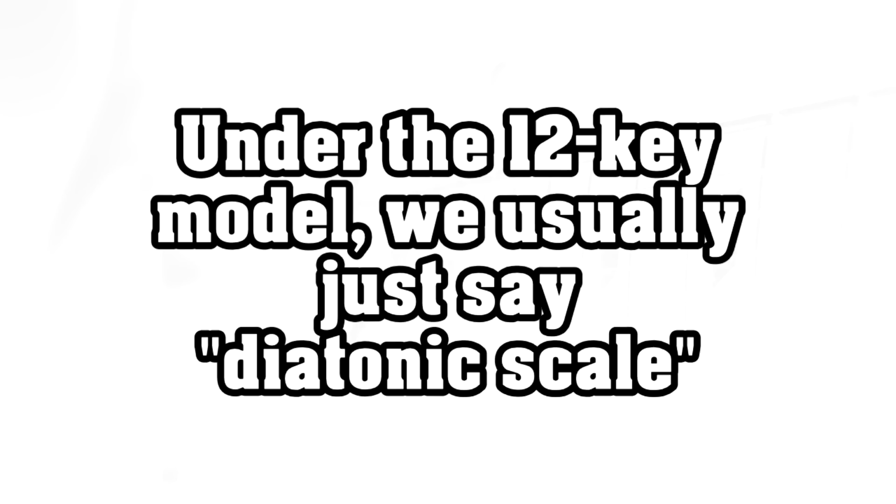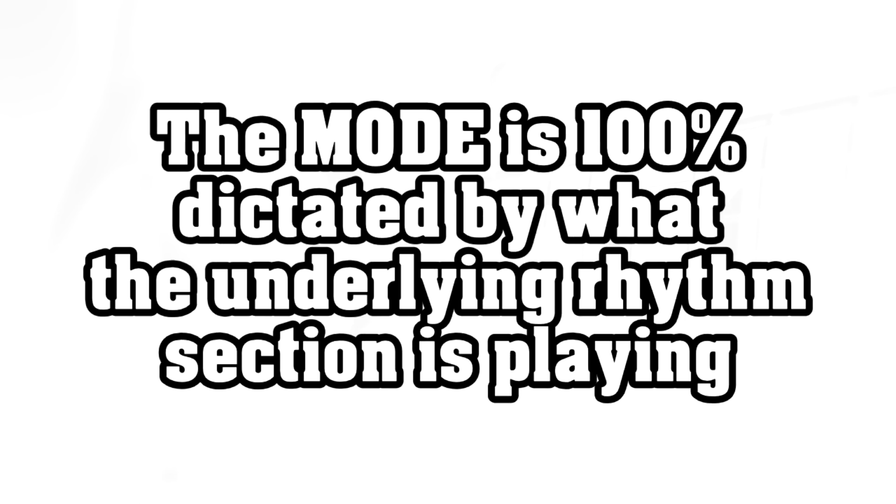Under the 12-key model, we try to minimize the use of the term major scale and minor scale as much as possible. We instead just use the term diatonic scale. The diatonic scale consists of the 7 notes of the key that you are playing in. The underlying chord progression, also known as the rhythm section, dictates the mood or the mode of the music.